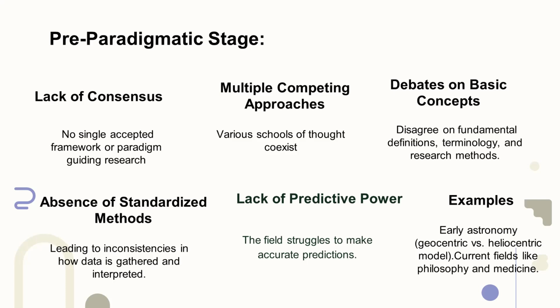The next one is debates on basic concepts. That means there was disagreement on fundamental definitions, terminology, and research methods. The next one is absence of standardized methods. That means there were no standardized methods, leading to inconsistencies in how data is gathered and interpreted. The next one is lack of predictive power. Because of inconsistencies in gathering data and interpretation, the field struggles to make accurate predictions. For example, early astronomy, when various schools of thought interpreted celestial phenomena differently, like the geocentric versus heliocentric model. We can also take examples from current fields like philosophy and medicine.